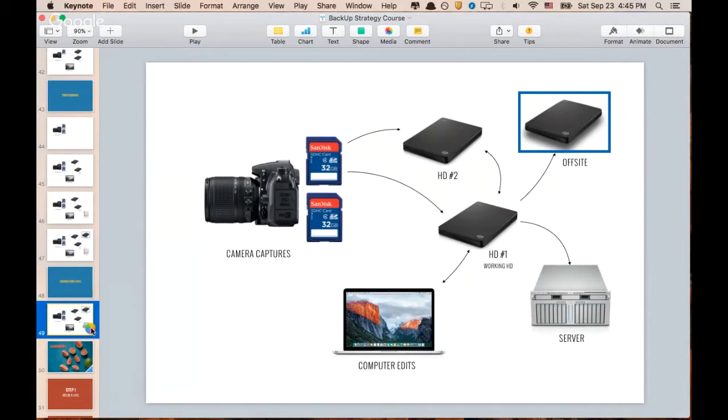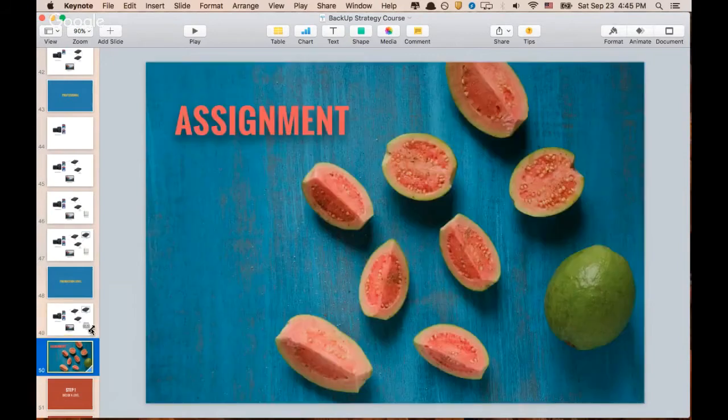So we've talked about three different aspects of photography. We've talked about different levels of backing up your photography.